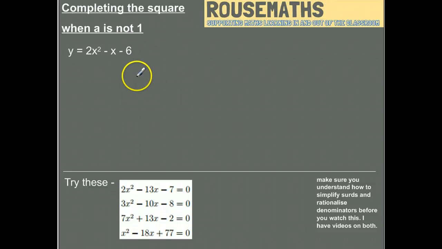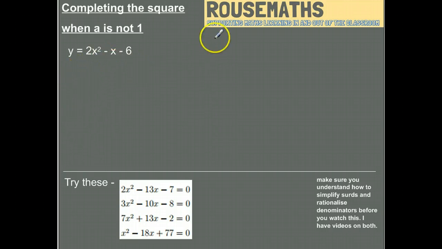Hi there, we're going to look at completing the square when the x squared coefficient is not 1. As well as completing the square, we're also going to look at solving that quadratic once we've completed the square. If you want to complete the square, I strongly suggest you look at the basics of completing the square before having a go at this.